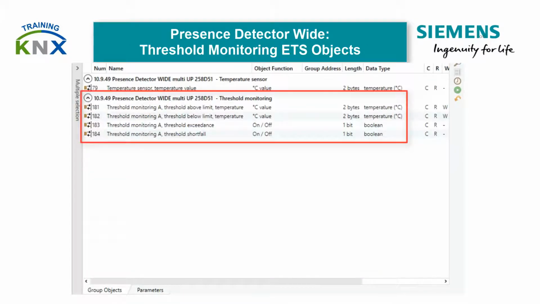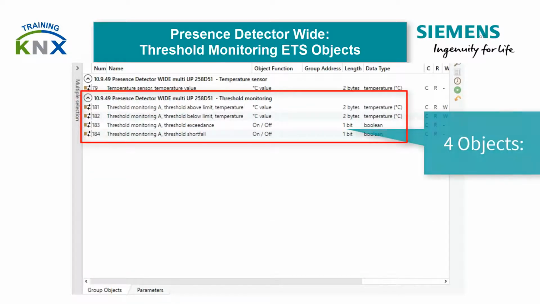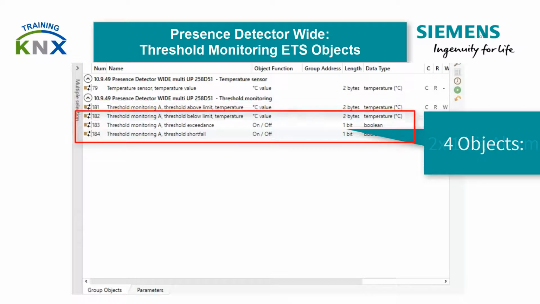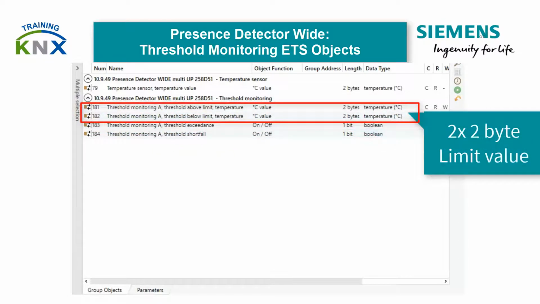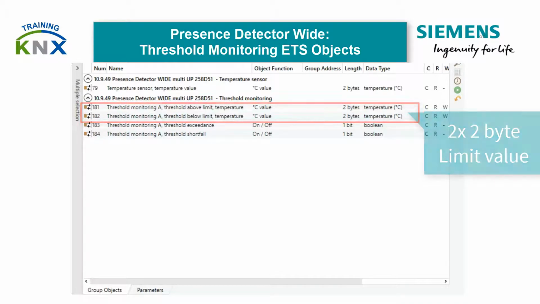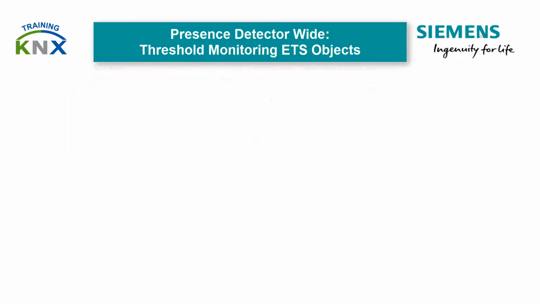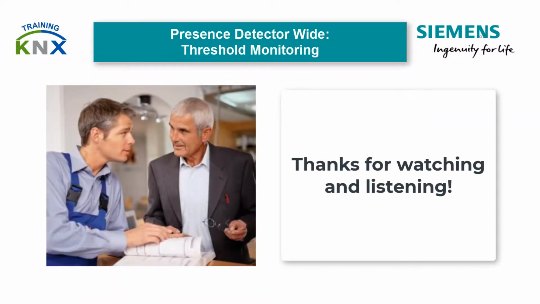Such a threshold monitor now has 4 objects: the 2 1-bit alarm objects and the 2 limit value objects. If required, the limit values can be adjusted not only by parameter and ETS download, but also by these objects during runtime. This brings us to the end of the chapter about threshold monitoring.